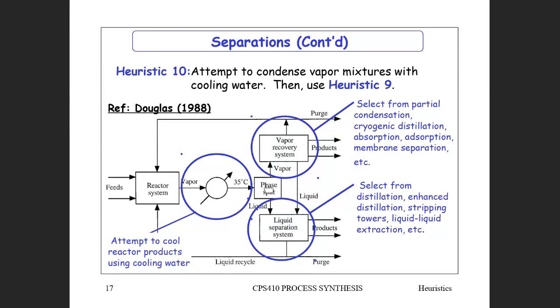Okay, and that will condense out some of the liquid, and then use heuristic 9. Here we've got a liquid going down, and we can have a liquid separation system. Select from distillation, enhanced distillation, stripping towers, liquid extraction, etc., as in heuristic 9. So this heuristic is simply saying, after a reactor, you try and cool it down as much as possible with cooling water. You're not going to use refrigeration. So the minimum temperature we go down to is 40 degrees C. Whatever liquid we have, we would use a liquid separation system.